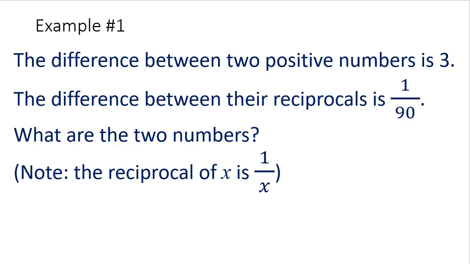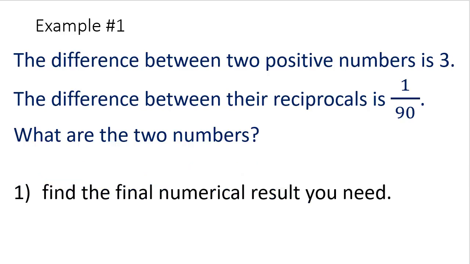So, number one step, we scan through our question and we find the number that we're going to need at the end of our equation. What is it we are trying to make something equal to? We're trying to make something equal to 3. So, we know 3 equals something. Next step, what does 3 equal?